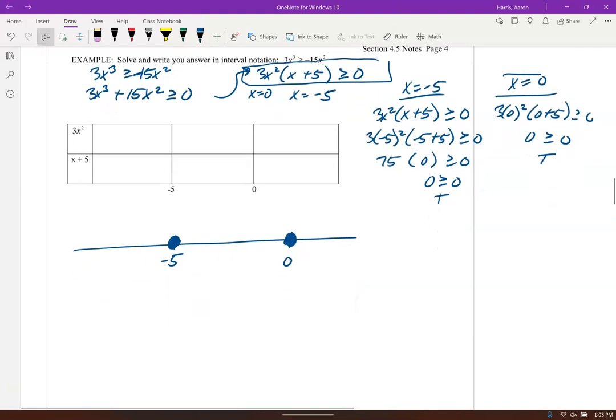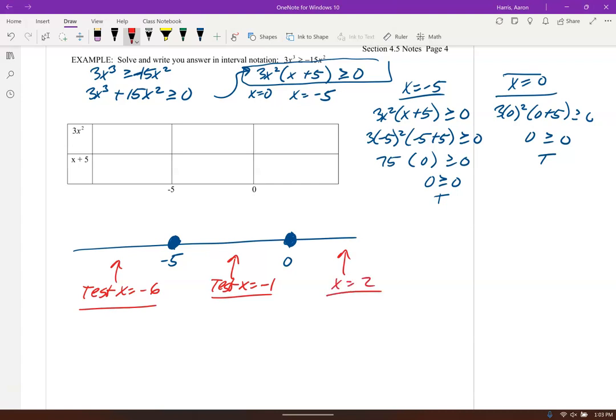Now I got to test my intervals, right? So I test like -6, I test maybe -1, and maybe 2 over here. And I'm just testing it in this 3x squared times x plus 5 greater than or equal to 0, or the original, right? Either one. Also plug it into that.